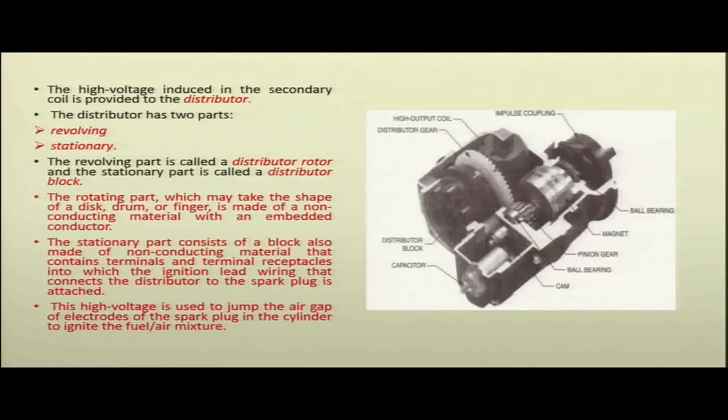The rotating part, which may take the shape of a disc, drum or finger, is made of a non-conducting material with an embedded conductor. So, this rotor is made of a non-conducting material, and this block is also made of a non-conducting material, and the conductors are embedded in them.